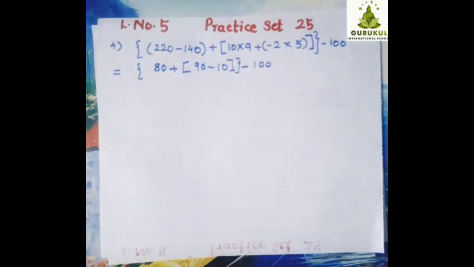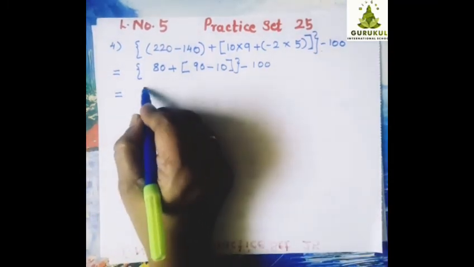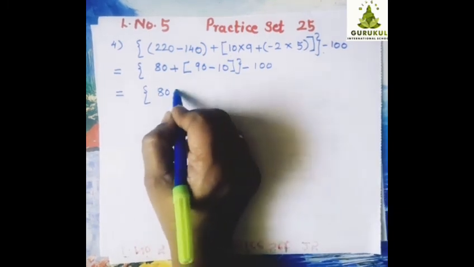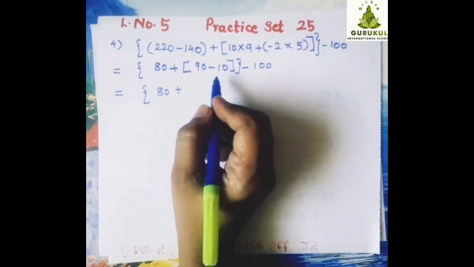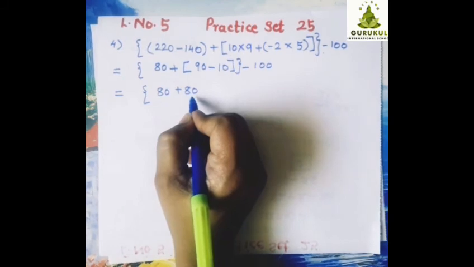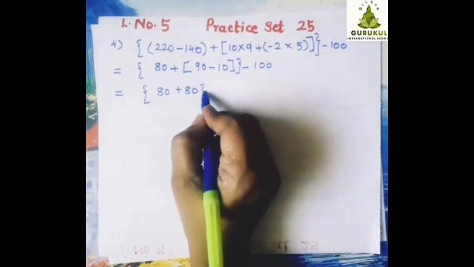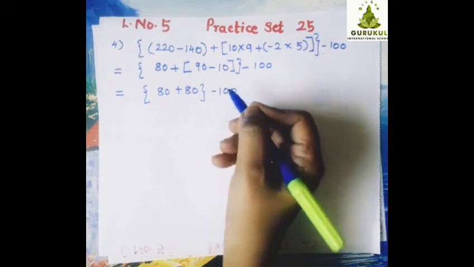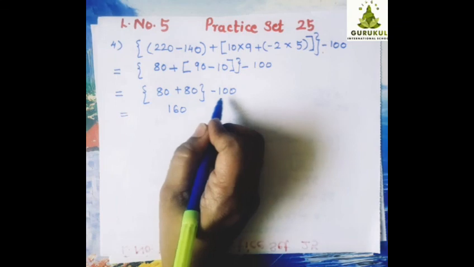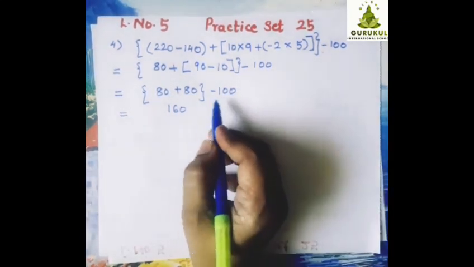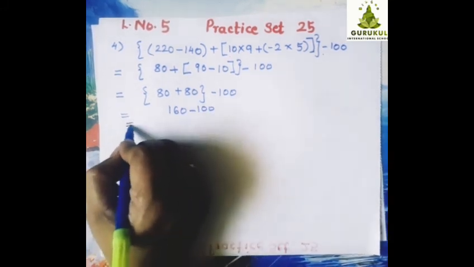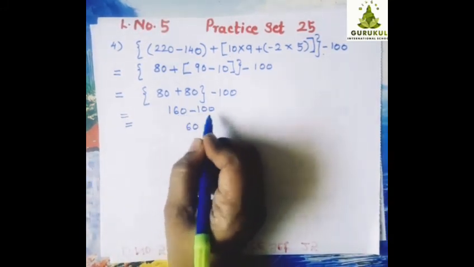Carefully see how I am writing the steps. Again write the curly bracket, as we have to complete the bracket solving first. So 80 plus 90 minus 10 will be 80. So 80 plus 80, correct, and outside the bracket you write here 100. Now 80 plus 80 will be 160. Now we can remove the bracket as there is no other operation to carry out. 160 minus 100, the answer will be 60.